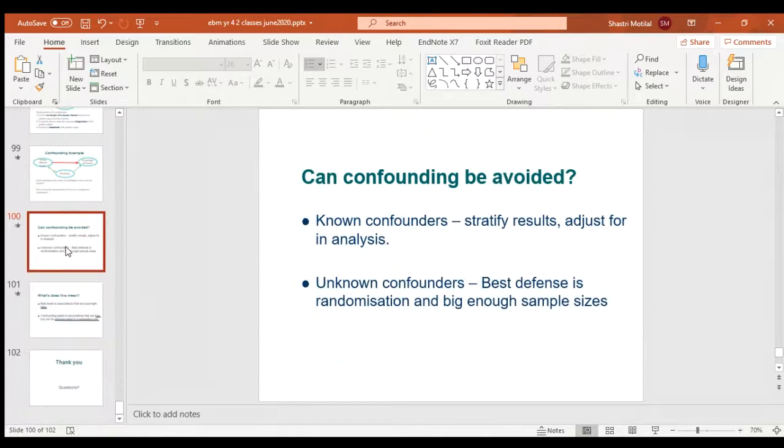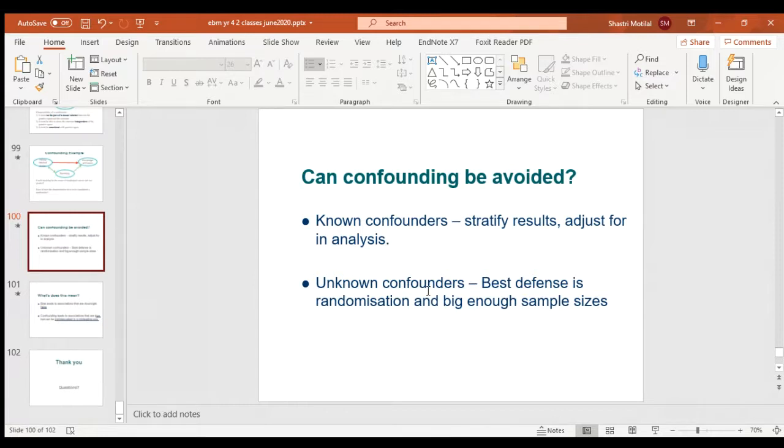So what could we do about this? Can confounding be avoided? If we know what the confounders are, we could measure them and adjust for them in the analysis. Yesterday I mentioned the statistical technique regression. The great thing about regression is that it allows you to adjust for confounders. So sometimes you would see an adjusted relative risk, an adjusted hazard ratio, or an adjusted odds ratio. What I mean is they're adjusting for the confounders.